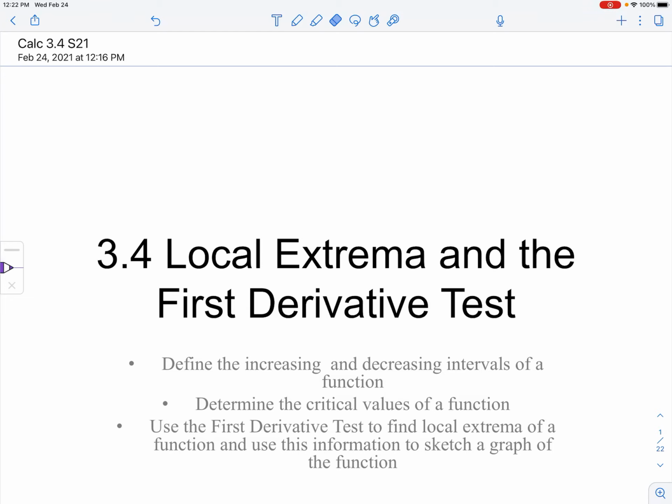Okay, hi there. So this is section 3.4, local extrema and the first derivative test. I'm splitting this lesson in half so that we have two shorter videos. In this first video, we are going to be coming up with our new definition for what it means for a function to be increasing or decreasing on an interval. You guys have a previous definition from pre-calc, and we're now going to involve calculus in our new definition.